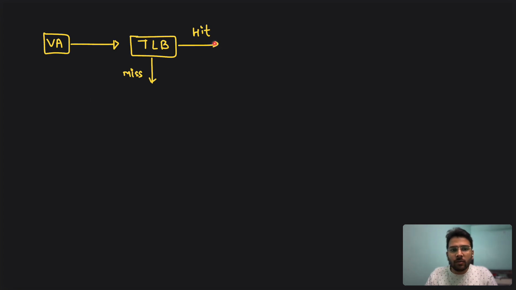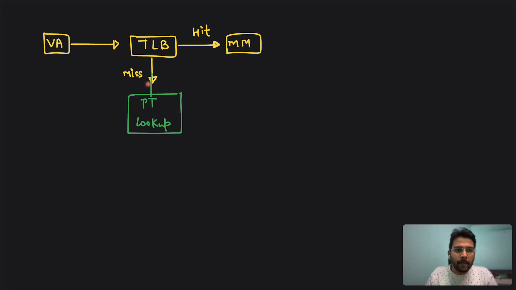If it is a hit, then you will get the physical address. Address translation will be done, and then you can move directly to the main memory to get the data. But if it is a TLB miss, then definitely you will go to the page table lookup. You will do the page table lookup.